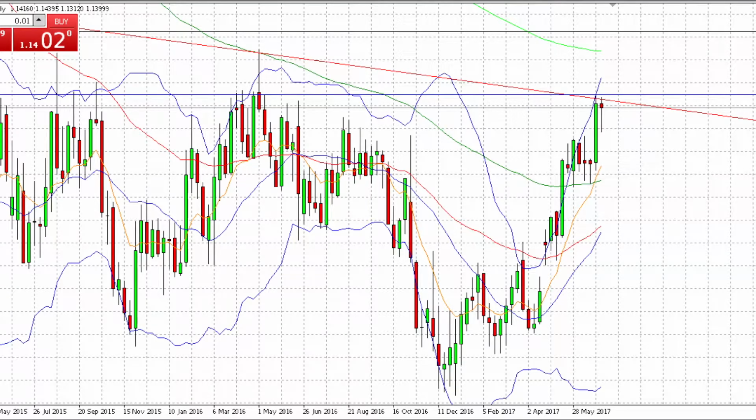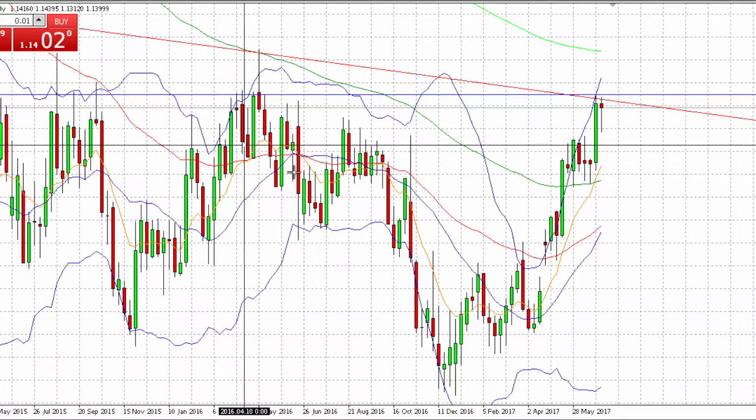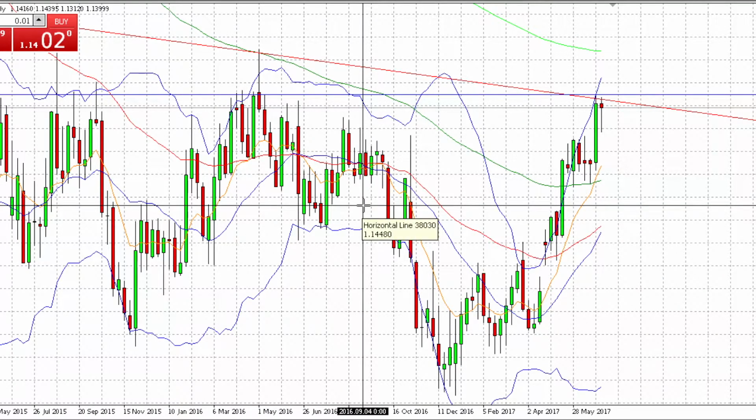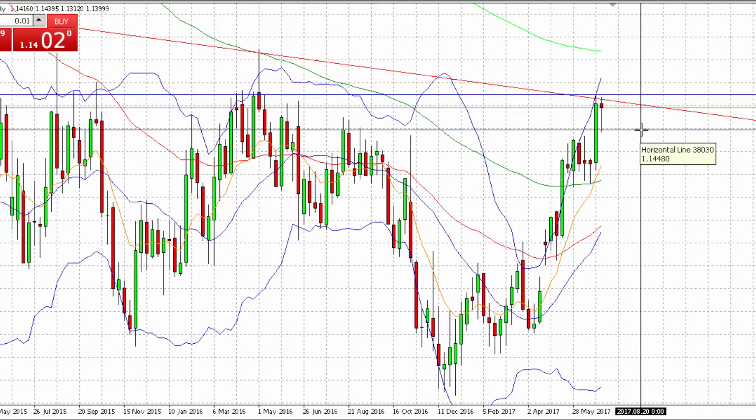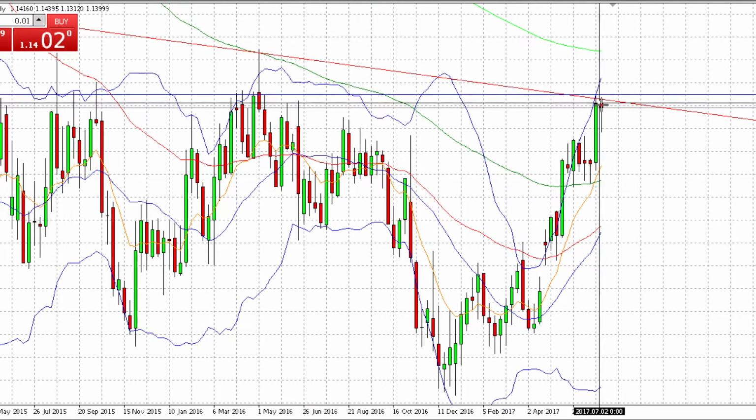But we have to wait and see, and you don't have to forget to take some profits. So the Euro-US dollar pair might be a good sell option for the next week, and we only have to see and try to get a very high entry, maybe somewhere around this area here.